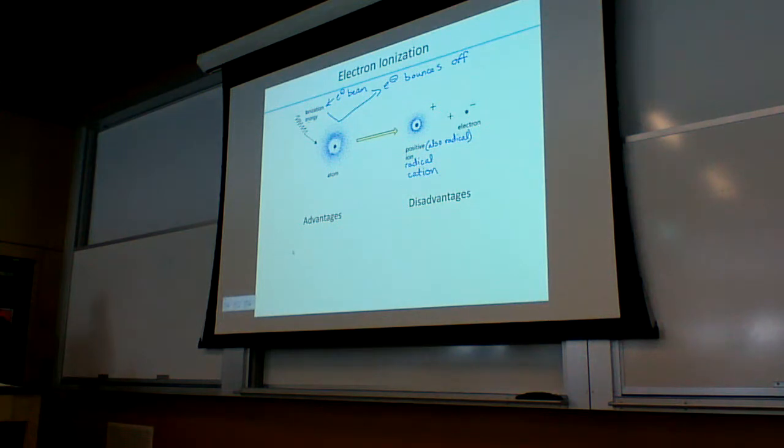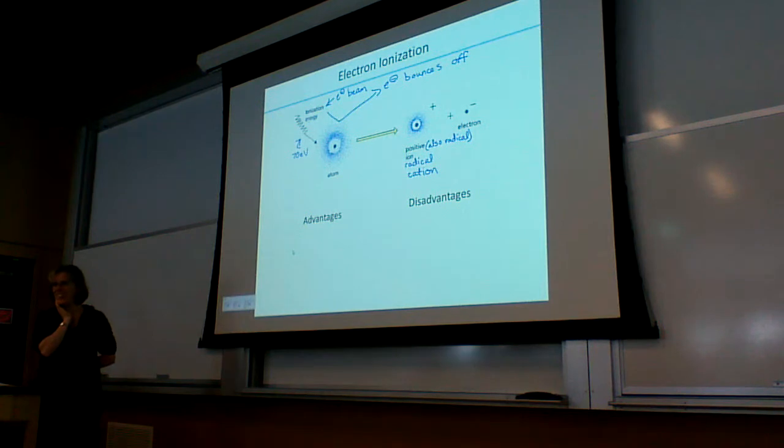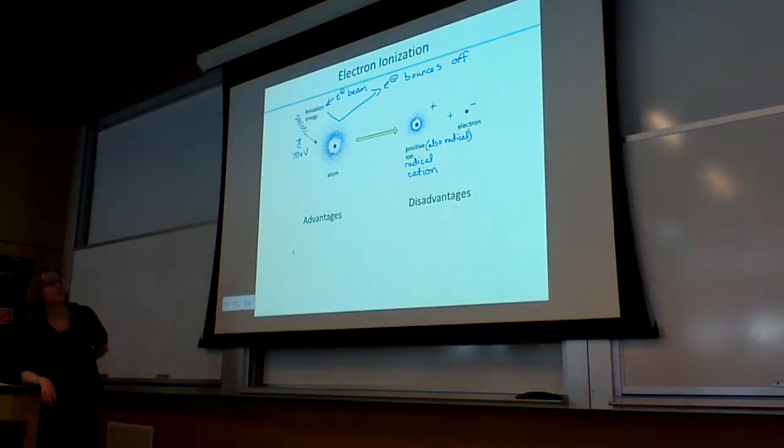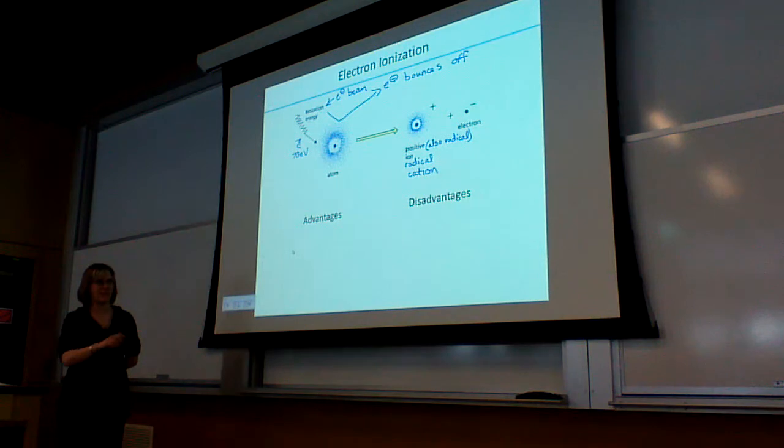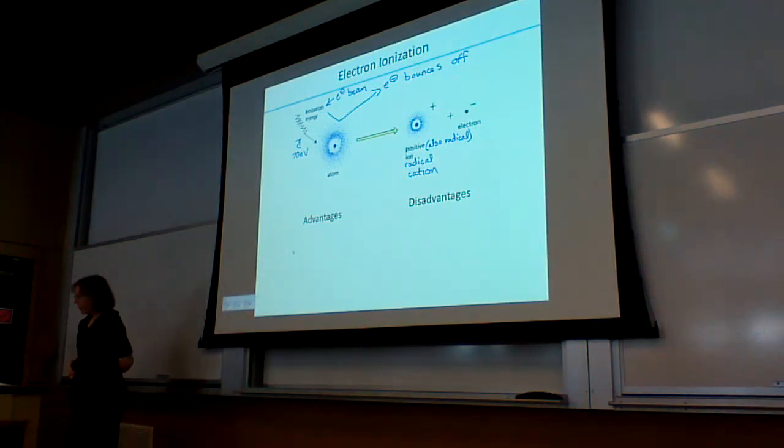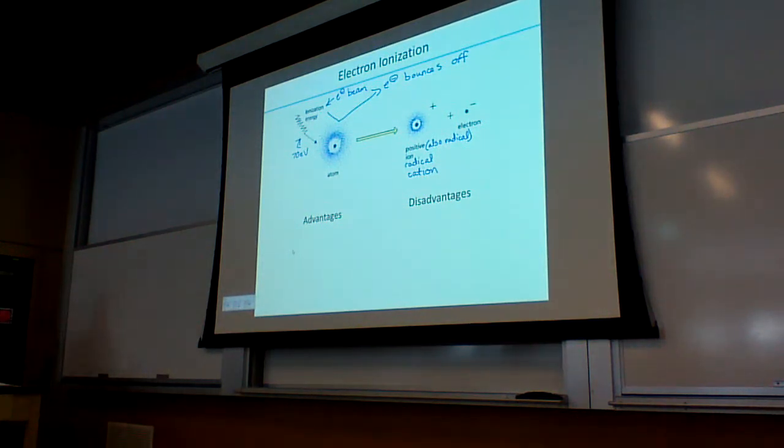Typically, this electron beam, as I mentioned, is at 70 electron volts, which is actually significantly higher than the amount of energy it would take to ionize an atom, but we want to make sure that we're getting lots and lots of energy so that we can ionize lots of them and get different ions that you can analyze. This is considered a hard ionization.